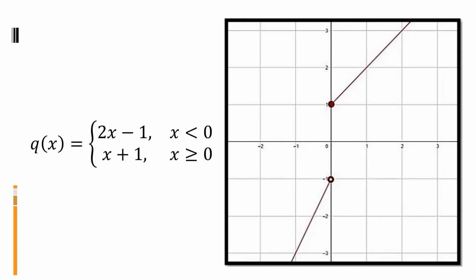Q of x is the piecewise function 2x minus 1 whenever x is less than 0, and x plus 1 whenever x is greater than or equal to 0. Kung kukunin natin yung limit of q of x as x approaches 0, so dito yon, the value of its limit would depend on which values of x it would take to approach 0. So kung from the left siya, ang limit niya is negative 1, pero kapag from the right siya, ang limit niya is 1. So how will you find the limit of such function? In this lesson, we will learn about one-sided limits that would help us evaluate the limit of such functions.